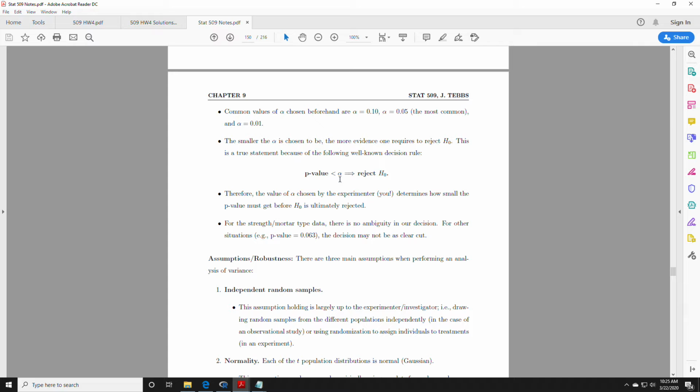P-value is less than 0.05, right? 2.2 times 10 to the negative 16th, something very small, is less than 0.05, so we reject the null, right? And that is the decision where we have evidence of the alternative hypothesis.